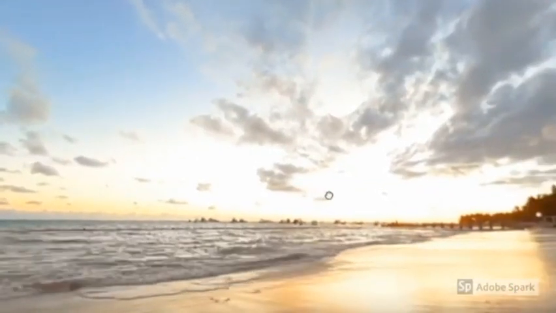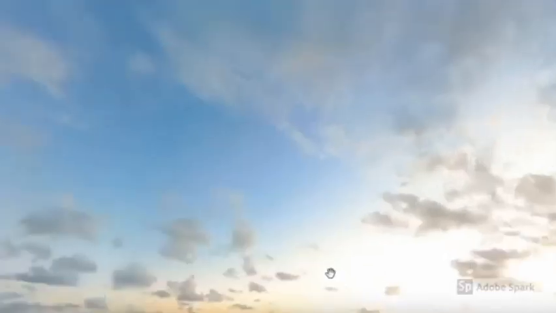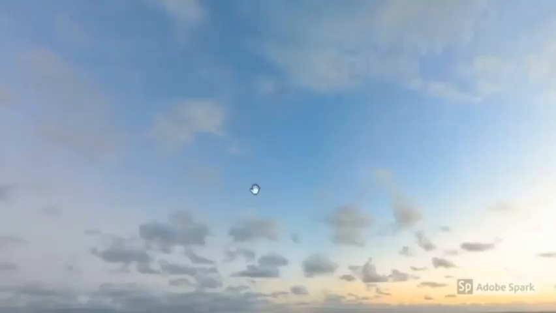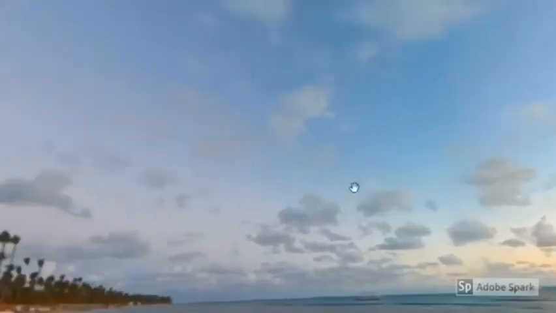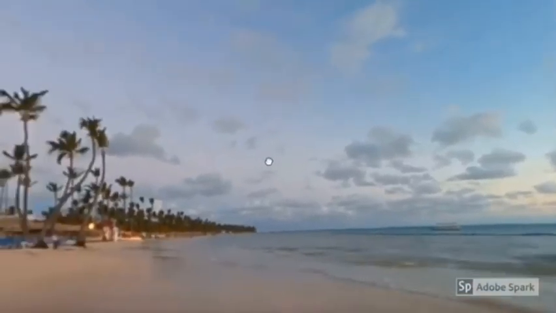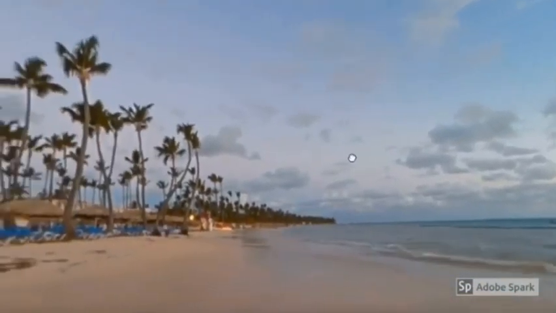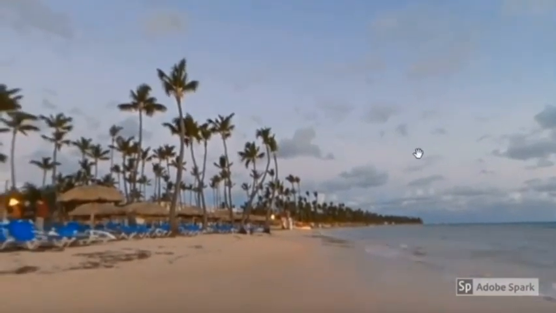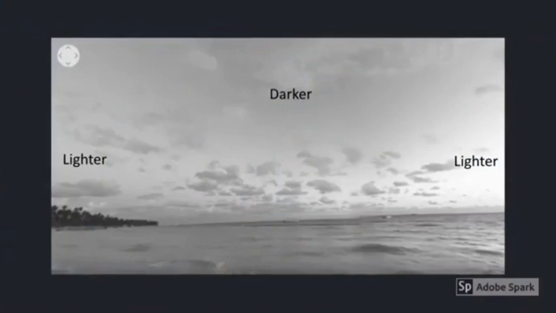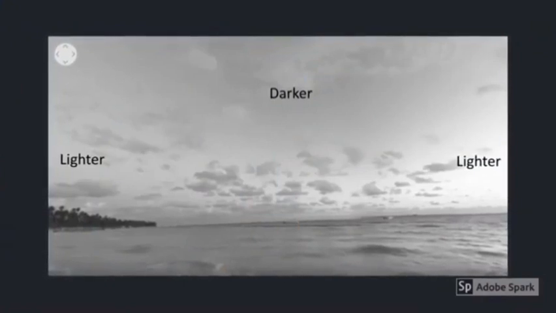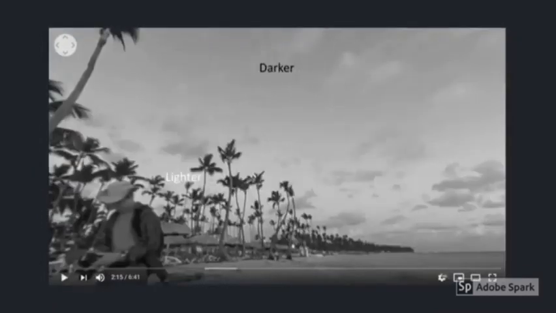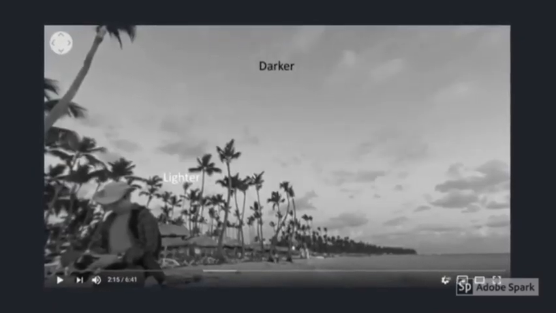There are a lot of cool places to watch the sunrise. Here I found a neat 360 video of a sunrise on Punta Cana Beach. I'll leave a link for you in the description. But check out that gradient. The gradient in the sky is even easier to see when you put it in black and white. And here we are looking west.